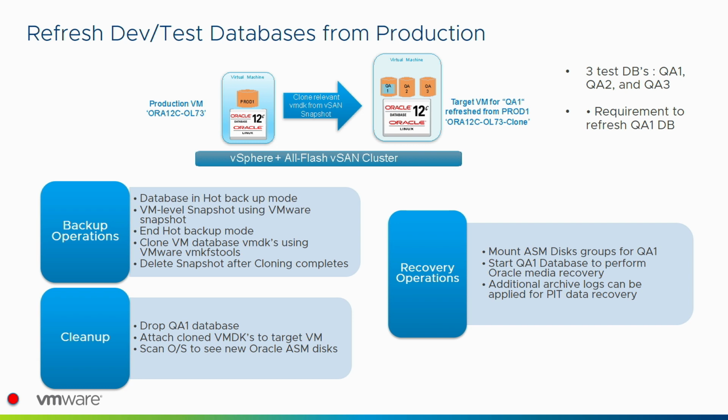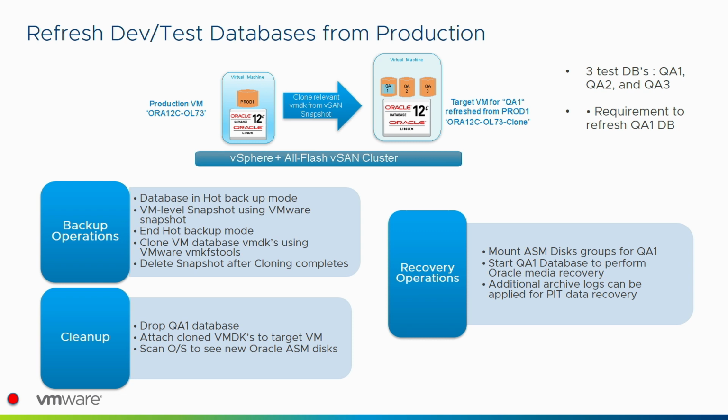And the answer is yes. So the first couple of steps are still the same. You will still put the database in hot backup mode, right? But here, you would take a VM level snapshot. You would end the hot backup mode, but rather than cloning an entire virtual machine from the snapshot, you would clone only the database VMDKs. You would clone just the database VMDKs using vmkfstools, right? So once you run vmkfstools, you just clone the VMDKs for the database.